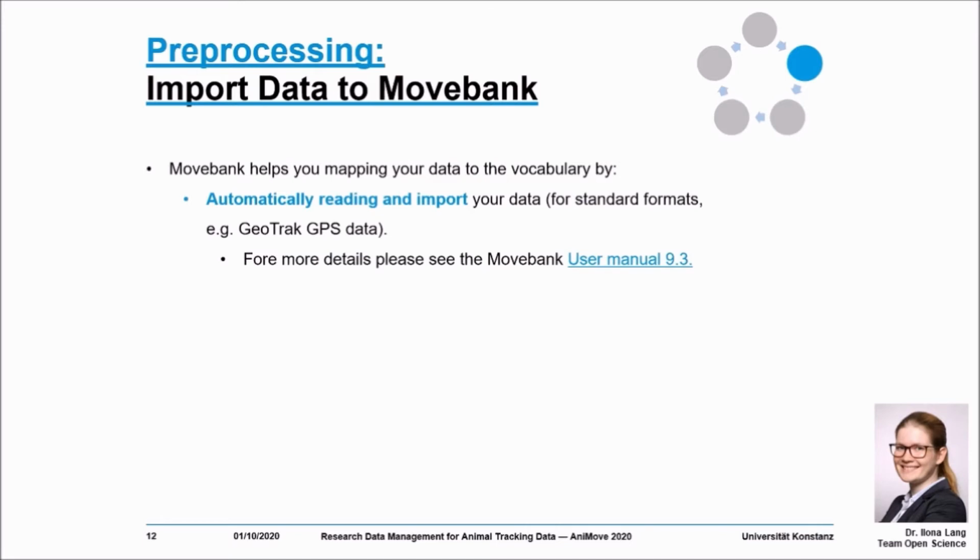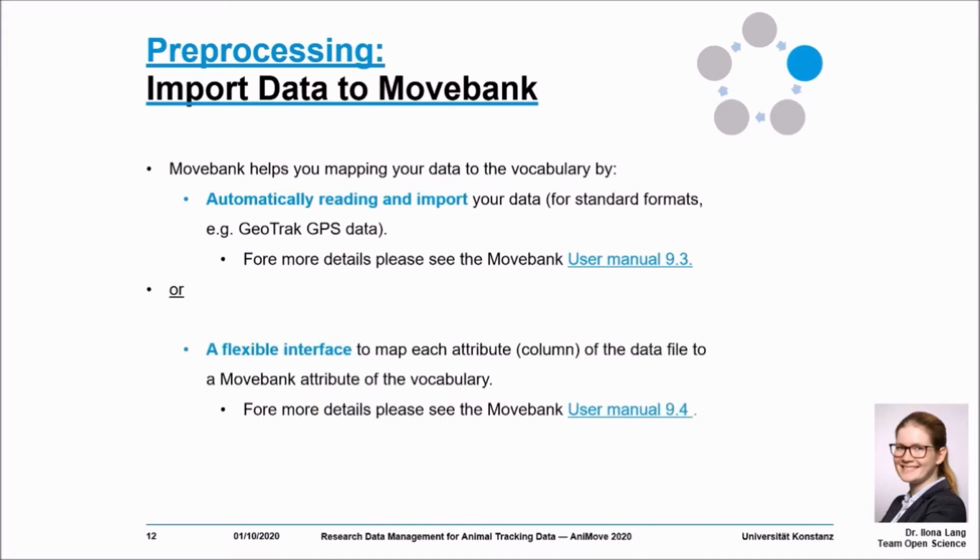Movebank can align the attributes of your data in two ways. For standard formats, Movebank allows for an automatic mapping. This includes, for example, GeoTrack GPS data, and furthermore. For a full list of supported standard formats, please consult the user manual on the Movebank website. If your data isn't structured in one of these formats, Movebank offers a tool that supports you to align the data step by step. The tool will guide you to manually align attributes in your data to Movebank terms.